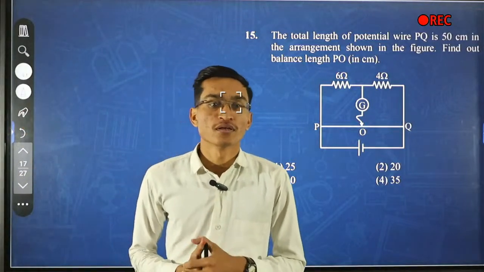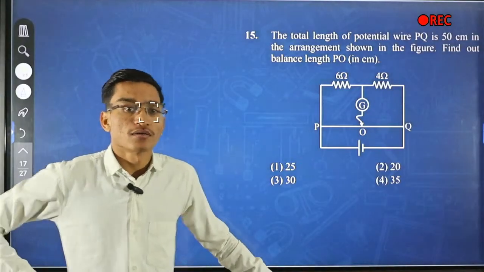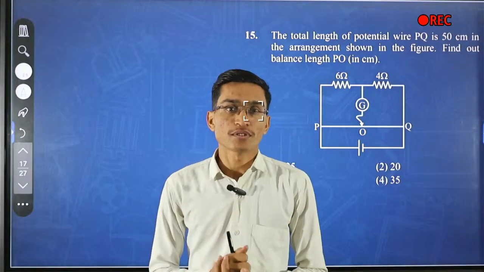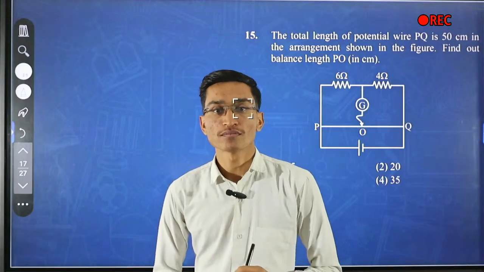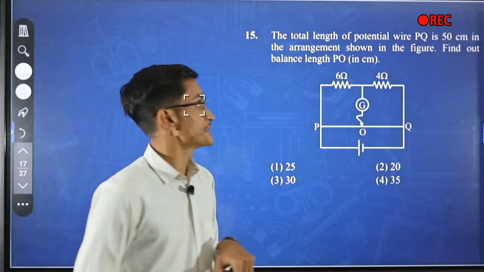Namaste students. We were discussing the 21st January second shift physics solution. So in part 2, let us start from question number 15.